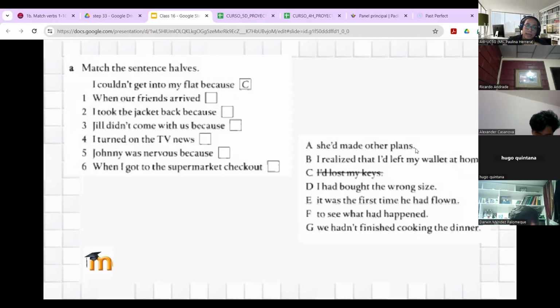She had made other plans. We pronounce she'd. I realized I'd left my wallet at home. I'd lost my keys. I had bought the wrong size. It was the first time he had flown. To see what had happened, we hadn't finished cooking the dinner. Okay, so we're going to match these sentences in a logical way. So let me ask some people who didn't do it before to help. Ginger, you're going to be number one.